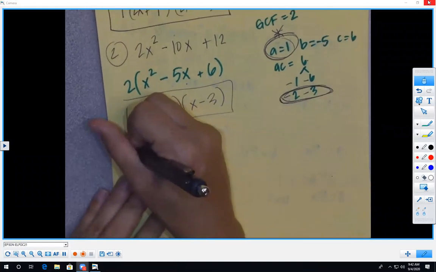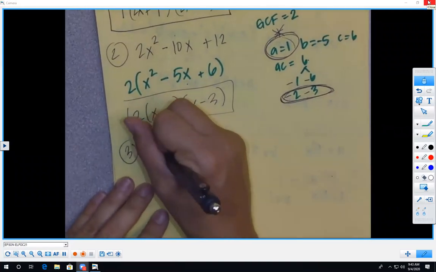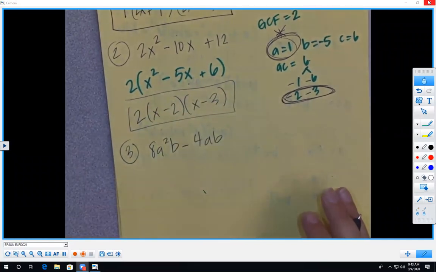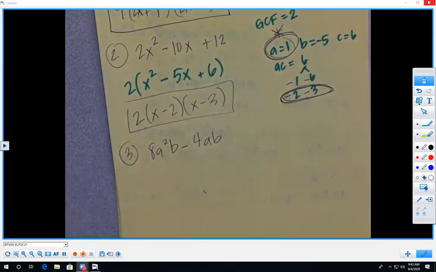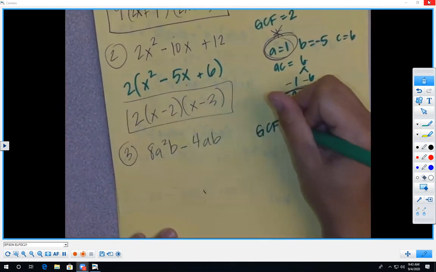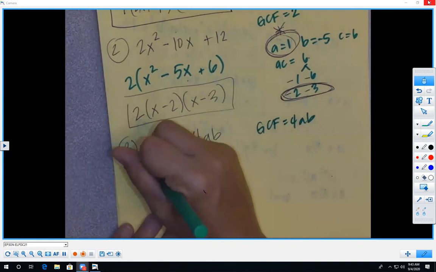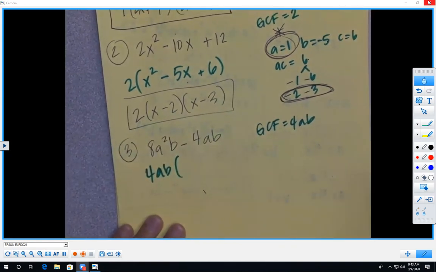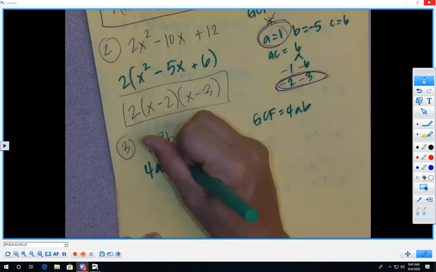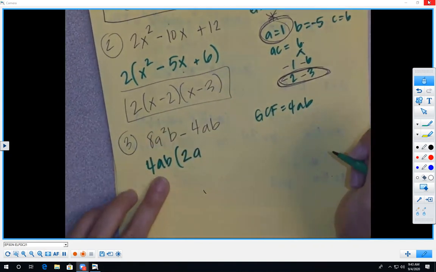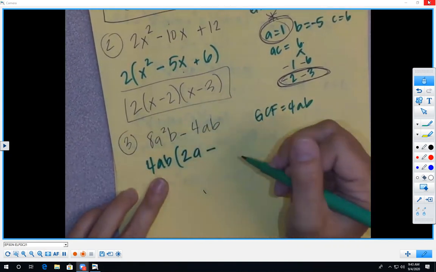Okay, what about if I had 8a squared b minus 4ab? What's your first step? GCF. So what is my GCF here? 4ab, right? So when I take out a 4ab, left over 8 divided by 4 is 2. A squared, when I take out an a, I have an a left over. I took the b out. Minus 4ab divided by 4ab is 1.